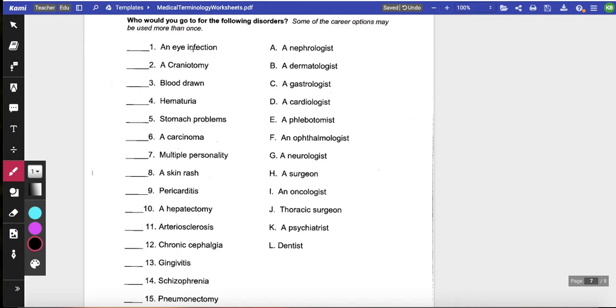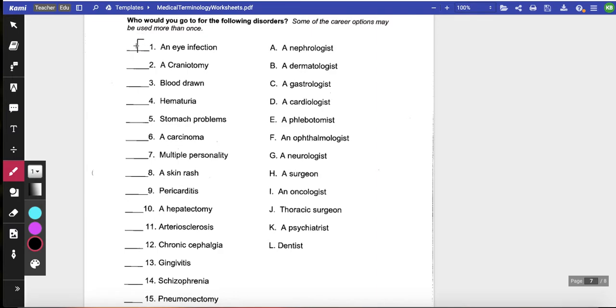So for an eye infection, would I need to go to a kidney specialist, skin specialist, stomach specialist, heart specialist, vein specialist, someone who specializes in the eye, someone who specializes in the brain or nerves, a surgeon, a doctor who cures cancer, a thoracic surgeon, a psychiatrist, which is someone who specializes in the mind, or somebody who specializes in the teeth. It makes the most sense that I would go to an ophthalmologist.